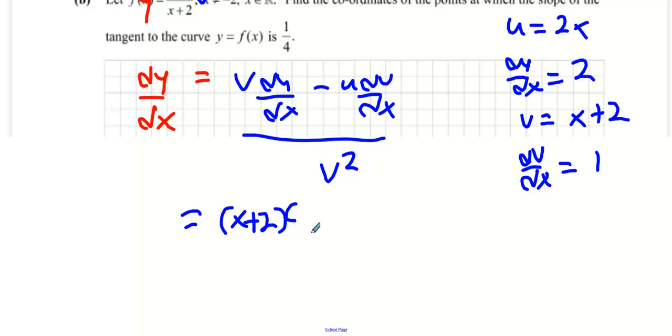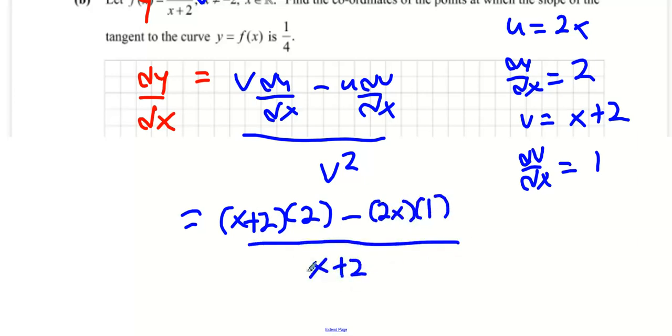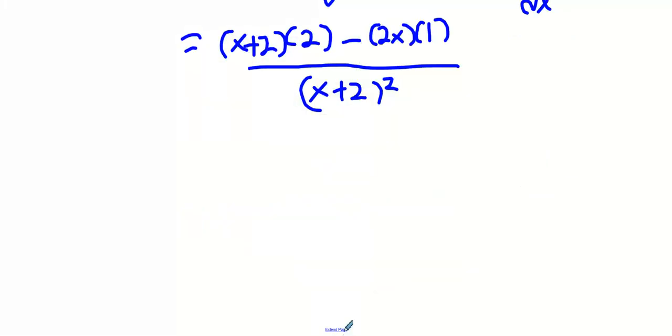du dx is 1. Okay, and what's the next part then? Sorry, I got that wrong, didn't I? Yeah, it's not 2x, it's just 2. And the other one? U times dv dx, anybody? 2x, all over x plus 2 squared. Okay, tidy that up a little bit. What is it? 2x plus 4 minus 2x, which is just 4 over.